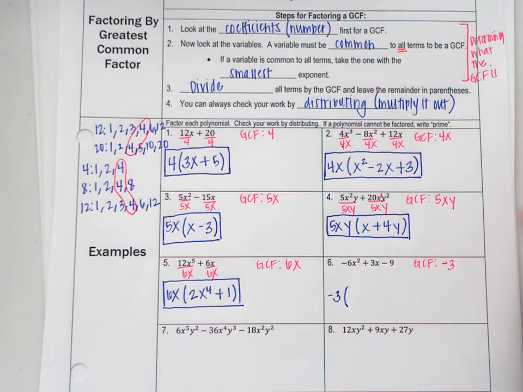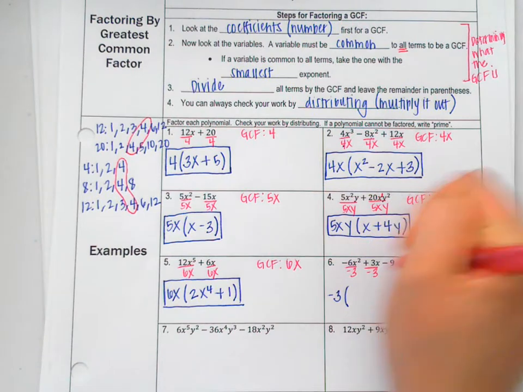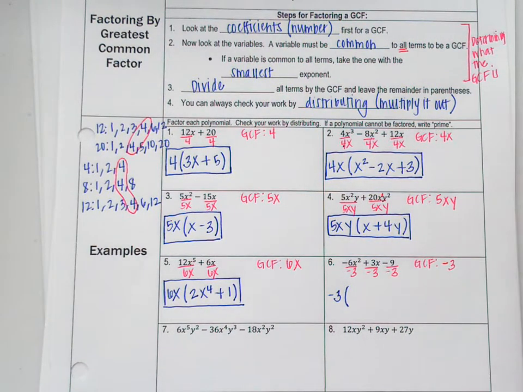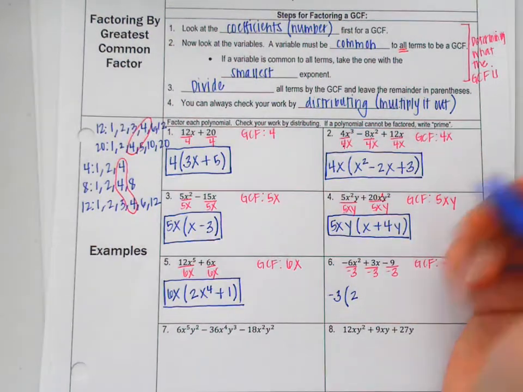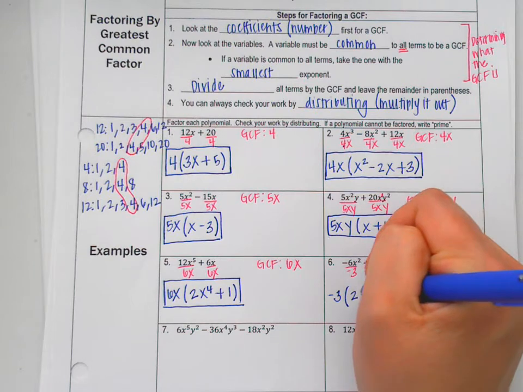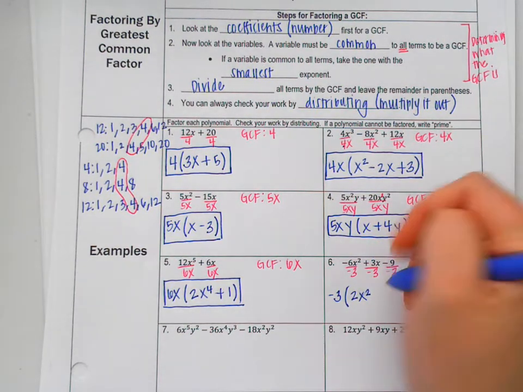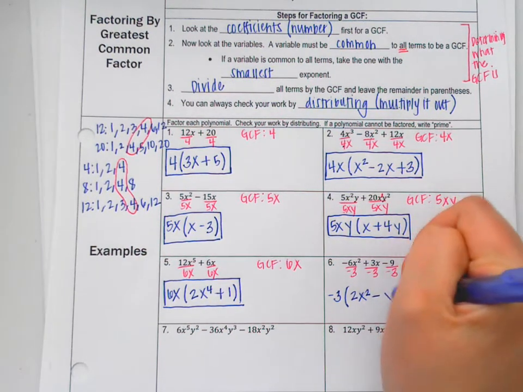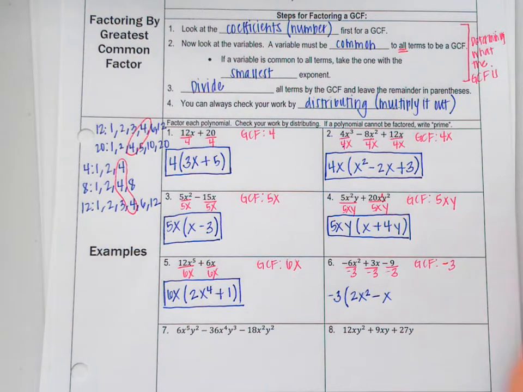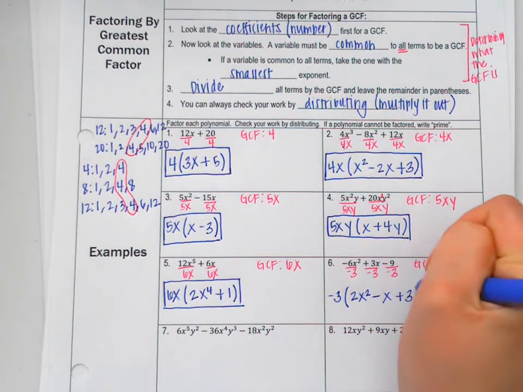And then I just divide. Be careful because the sign is important. So -6 divided by -3 is a +2. The x's aren't going to change because we didn't divide anything by the x's, so x squared. And then 3 divided by -3 is -1. And then x is just going to stay there. You can put -1x, that's fine. And then -9 divided by -3 is +3.